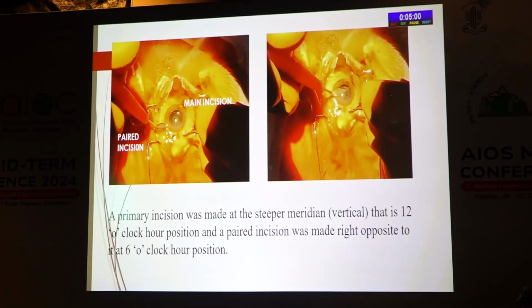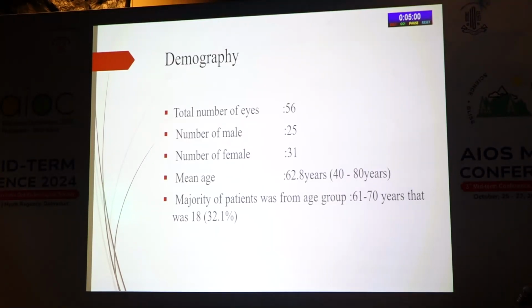This is a basic picture showing that the primary incision was given at 12 o'clock and a paired incision at 6 o'clock position, when the steeper axis was the vertical meridian. A total of 56 eyes were taken, male were 25, female were 31, the mean age was around 62.8 and the majority of the patients lay between 61 and 70.